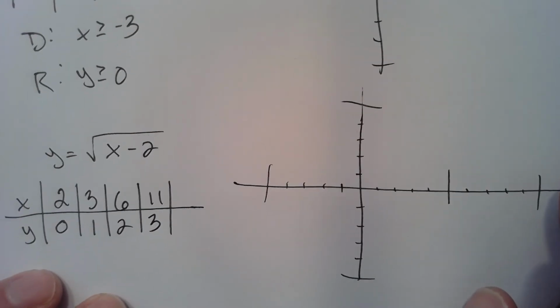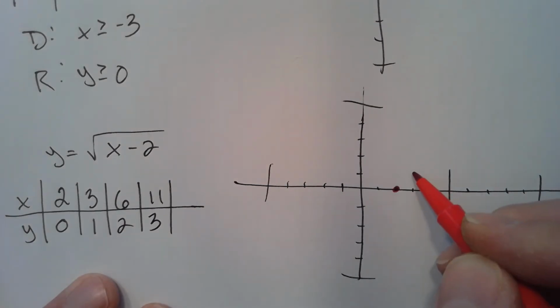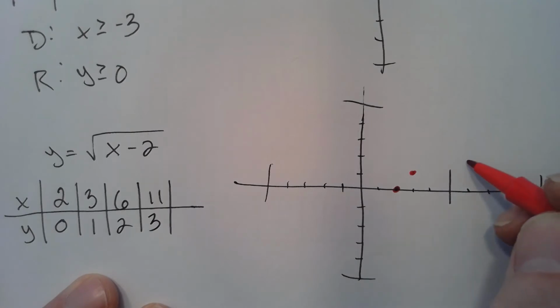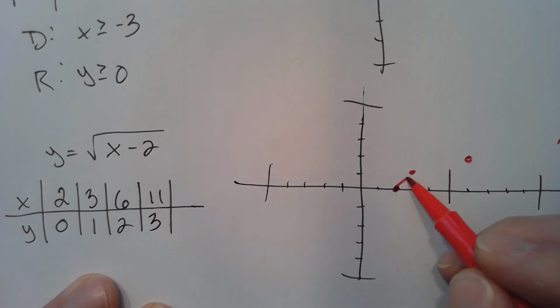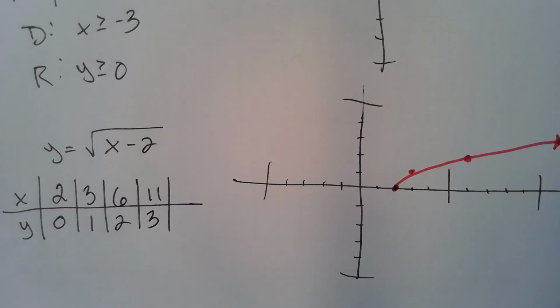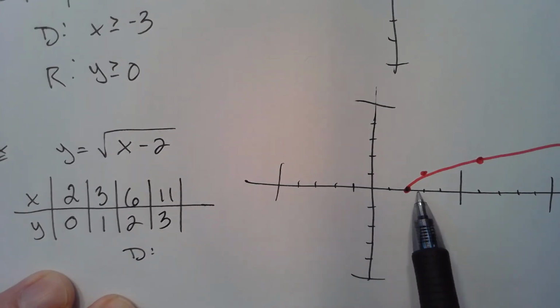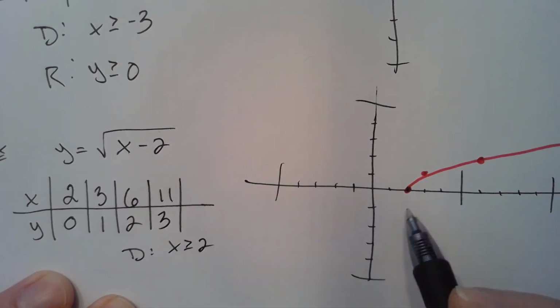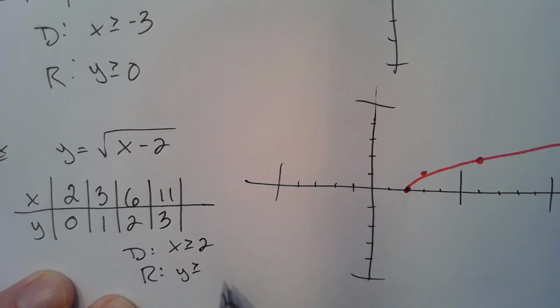Okay, so now plotting the points. 2, 0, 3, 1, 6, 2, 11, 3. Domain, it's going to be greater than or equal to 2, and the range should be greater than or equal to 0.